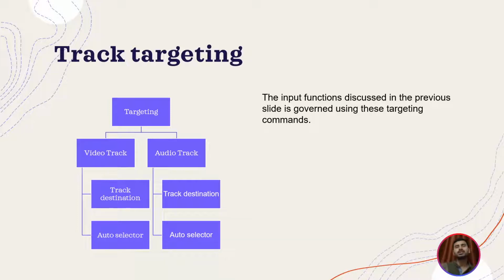So you can have asymmetric track targeting, like you are inserting a video that comes at V3, but it comes at A1. The audio is at track 1 and the video is at track 3. Auto selector is when you edit. To simply decipher it, when you are editing, it is the auto selector function that comes into play. When you are inserting something, bringing in clips, that is when the track destination comes into play. That's the simplest form to understand it.